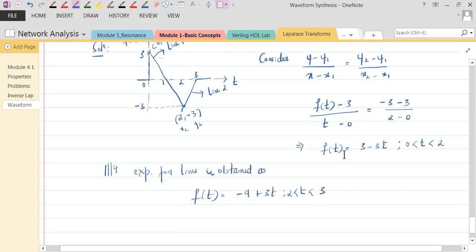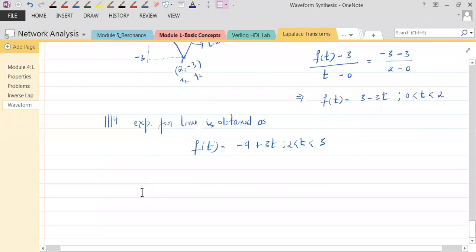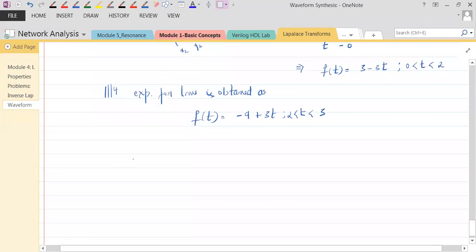Okay, so we have obtained f of t for range 0 to 2 and for range 2 to 3. So if you write the combined form, therefore f of t can be given as 3 minus 3t for t greater than 0 less than 2, and f of t is minus 9 plus 3t for t greater than 0 less than 3.